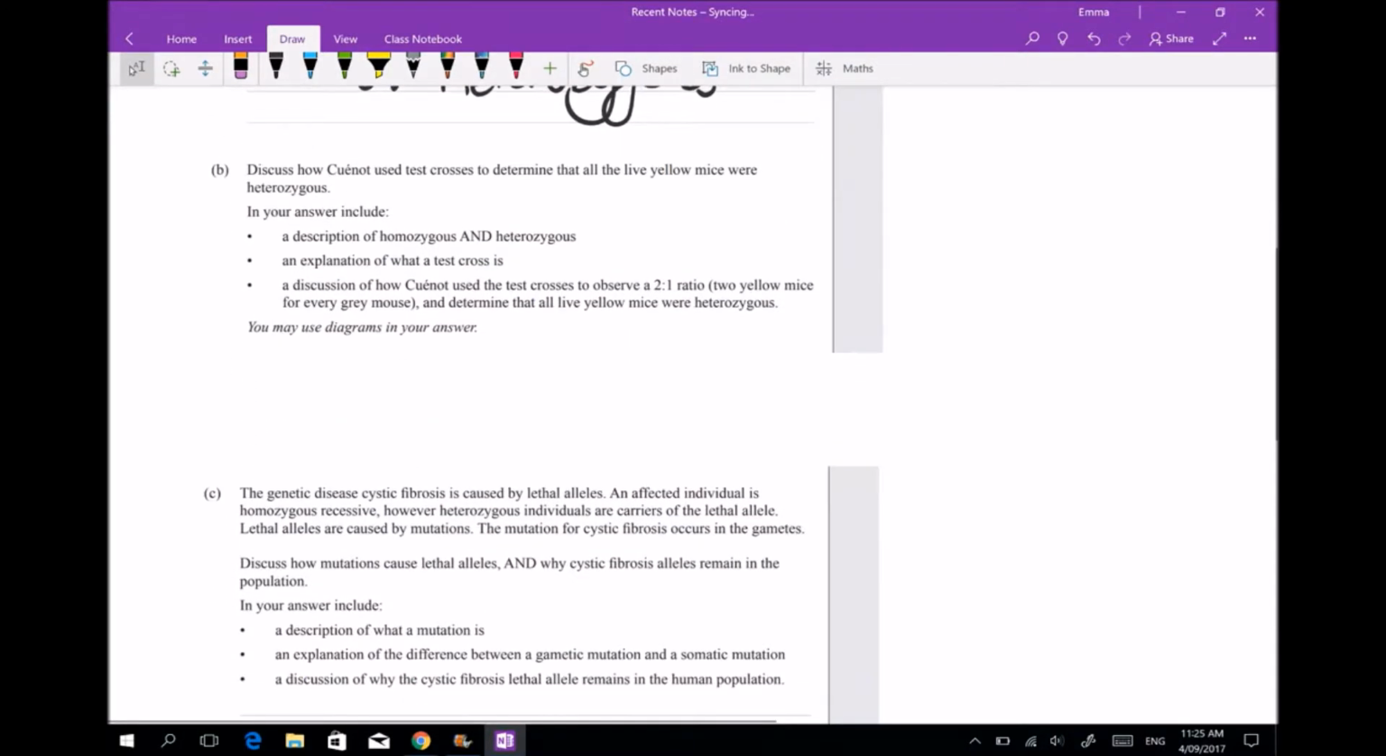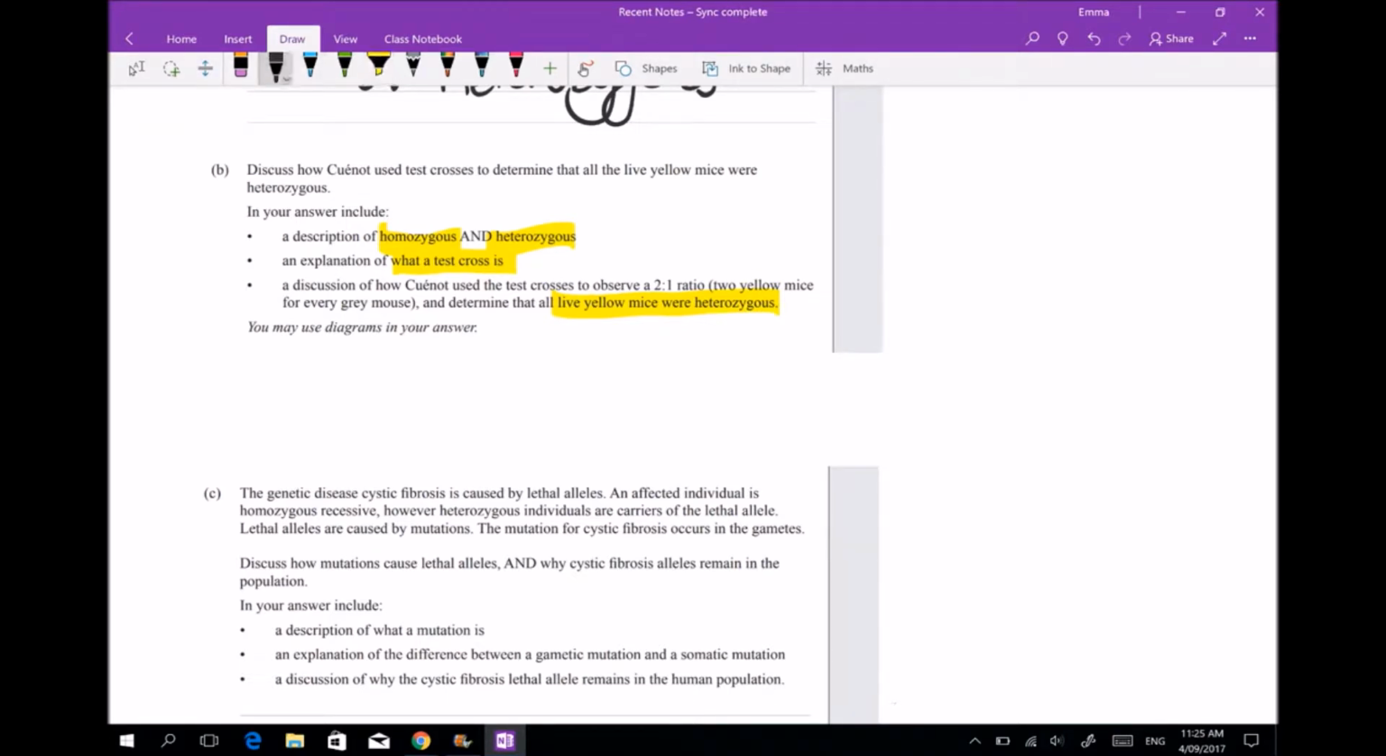So the next question is discuss how Cunot used test crosses to determine that all the live yellow mice were heterozygous. In your answer include a description of homozygous and heterozygous. Let's go through and highlight some of these key points again that they're giving us. So they want us to talk about homozygous and heterozygous, an explanation of what a test cross is, and a discussion of how Cunot used the test crosses to observe a 2:1 ratio and determine that all live yellow mice, I should say, were heterozygous.